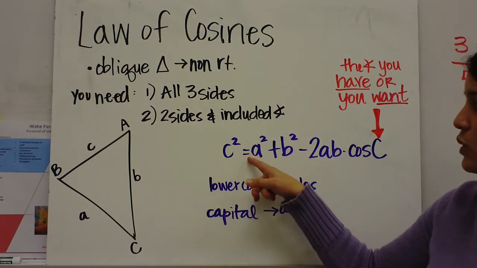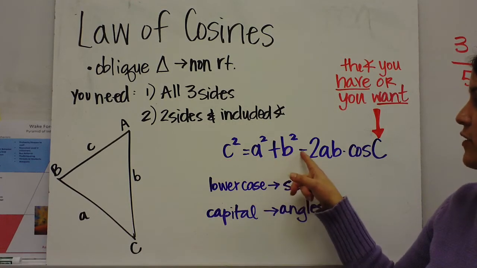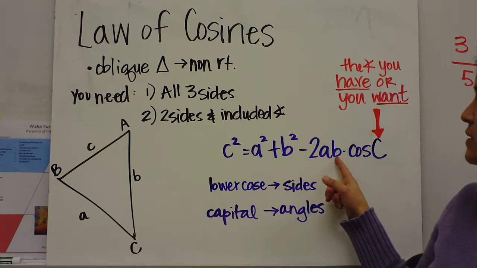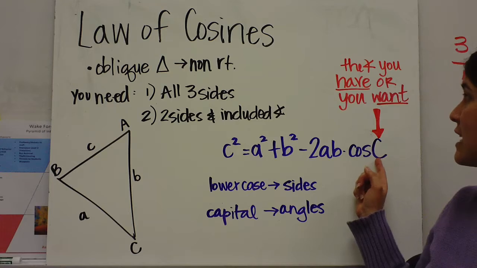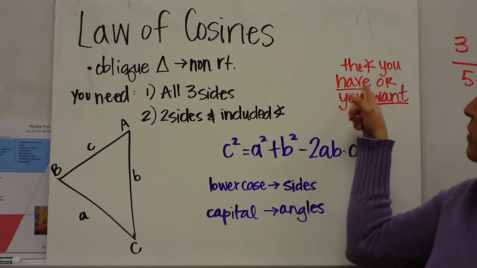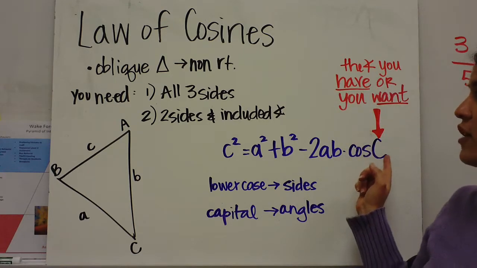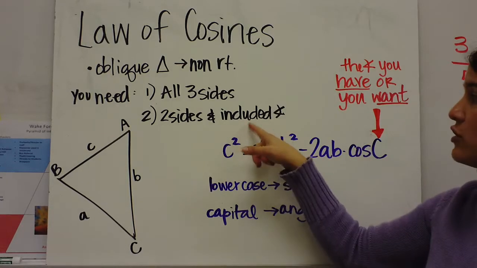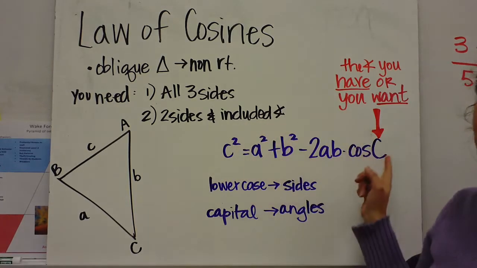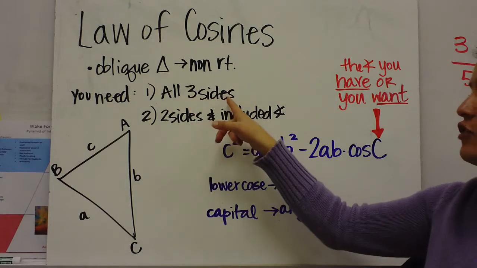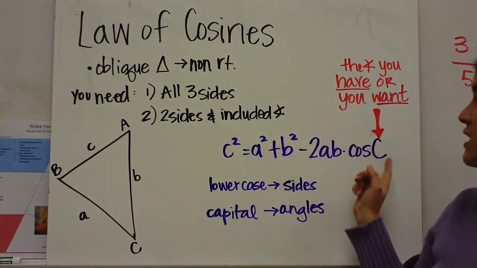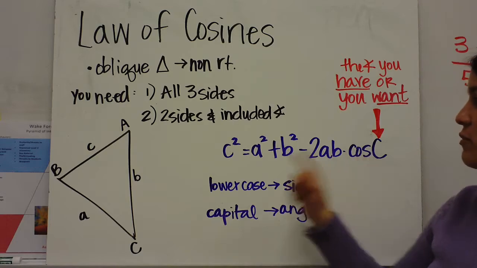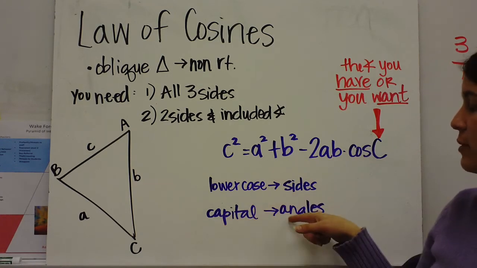c squared equals a squared plus b squared minus 2 times a times b times the cosine of C. Now, the cosine of C, this is the angle that you have or the angle you want. So if they've given you two sides and an included angle, that included angle must be C. If they've given you the three sides and they're asking you to find an angle, the angle you want has to be C. Remember, lowercase letters are sides, capital letters are angles.